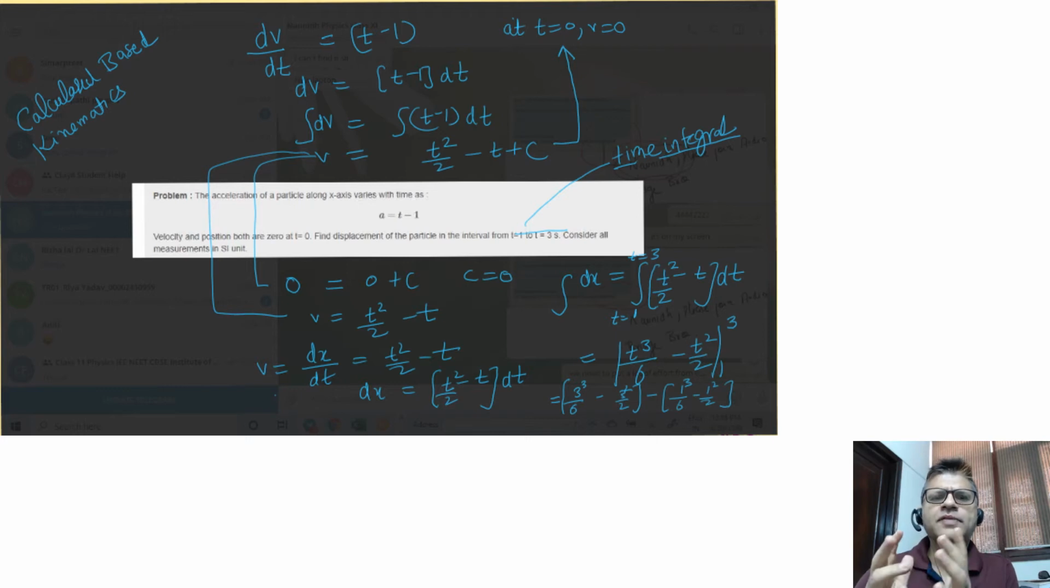Good morning. A lot of students who try to do calculus-based kinematics use integration to find velocity and then displacement. They start with A, which is acceleration, then go to V, and then to the position. I think the confusion is when the time interval is given, from t is equal to 1 second to t is equal to 3 seconds. How do you use that?